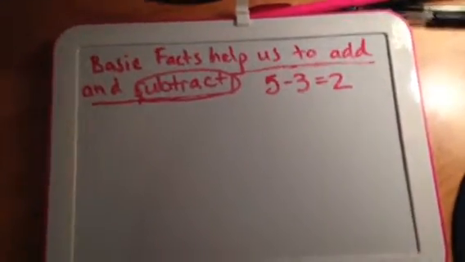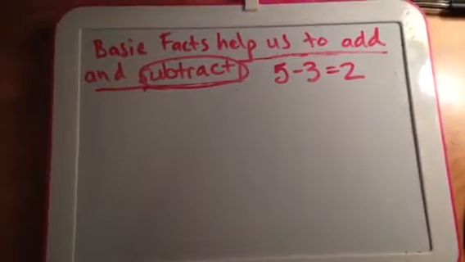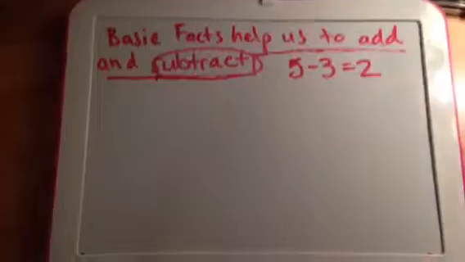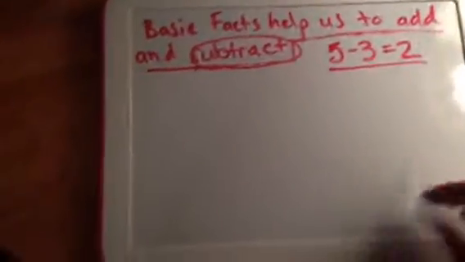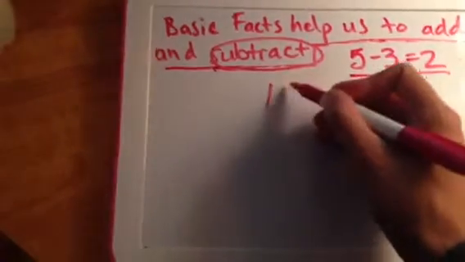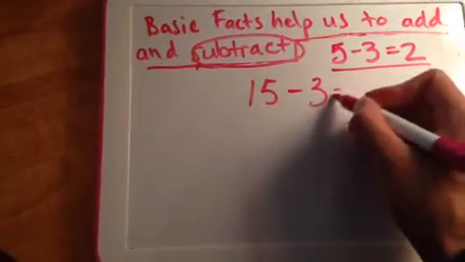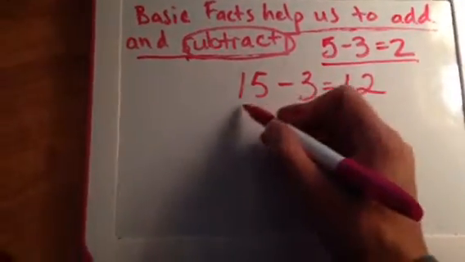Hi everyone. So last but not least, we're going to talk about basic facts that can help us to subtract much larger numbers. So I've got my basic fact up here in the corner. 5 minus 3 equals 2. Let's take a look at what happens when I subtract this. 15 minus 3 equals 12.